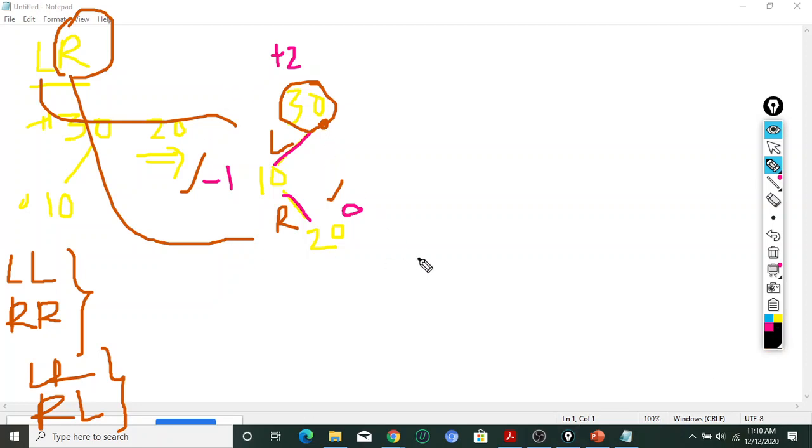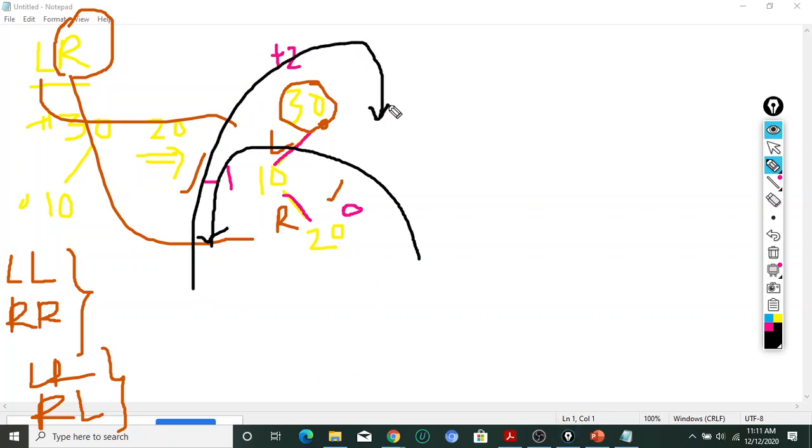Try to understand, we will perform the left rotation in this way, on this particular node. Then after that we will perform the right rotation. First we will perform the anti-clockwise, then clockwise. So this is the first step.